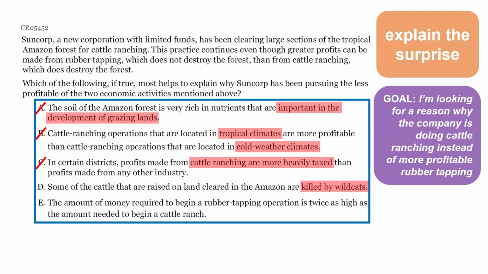Answer E works out. If it costs more to start a rubber tapping operation, then perhaps Suncor can't raise the initial investment. This would be a barrier to starting a rubber tapping operation and a reason why the company is doing cattle ranching instead. Notice again how we need to draw on some basic business knowledge to make sense of this answer. Although I first tried to eliminate answers for CR, I also tried to make sense of the correct answer. Sometimes I have the sensation of the correct answer jumping out and matching the goal that I stated previously.